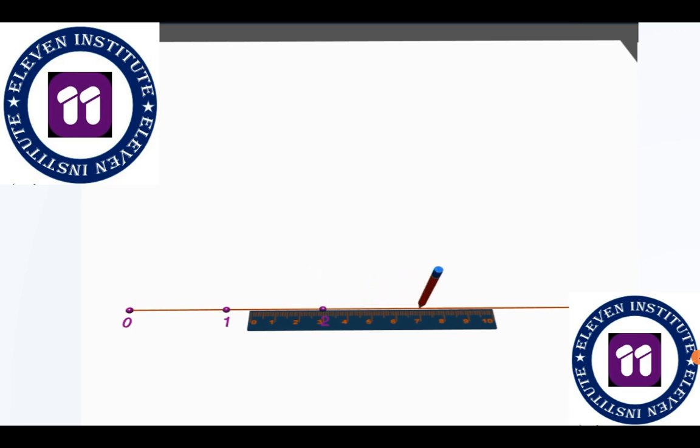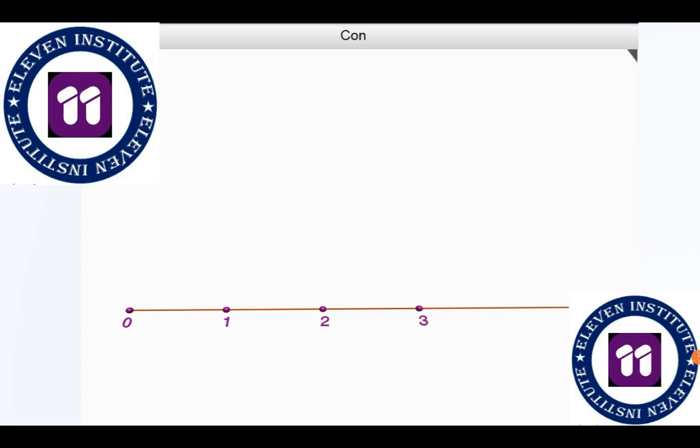At home you can take 4 centimeters as 1 unit, you can also take 3 centimeters as 1 unit, you can also take 2 centimeters as 1 unit. That is your choice depending upon the space you have. 2 centimeters is equal to 1 unit, works fine.